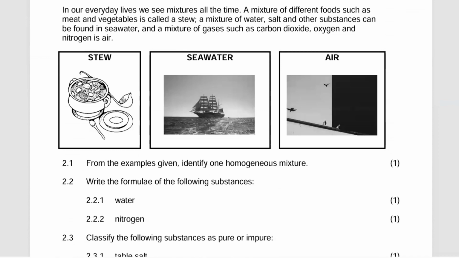It says in our everyday lives, we see mixtures all the time. A mixture of different foods such as meat and vegetables is called a stew. A mixture of water, salt, and other substances can be found in seawater, and a mixture of gases such as carbon dioxide, oxygen, and nitrogen is air. So this is a mixture there. Okay, then after that, we're given stew here, and then we're given seawater, and then we're also having our air there. Okay, so now the first question reads, from the examples given, identify a homogeneous mixture.